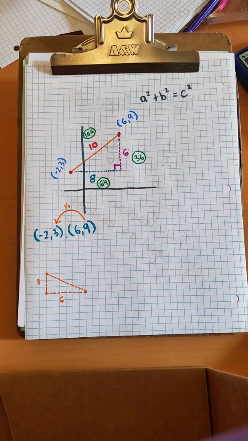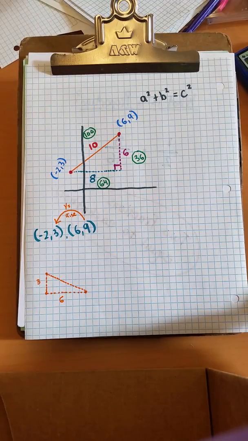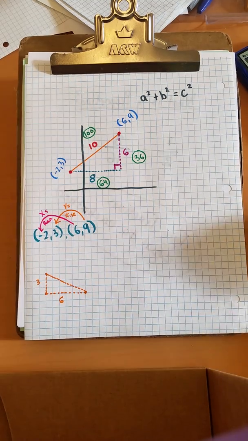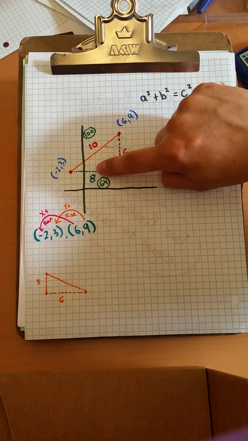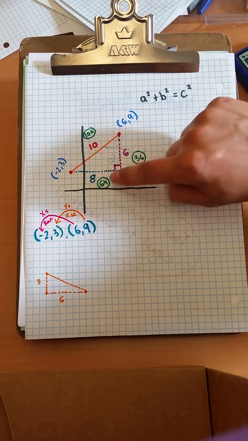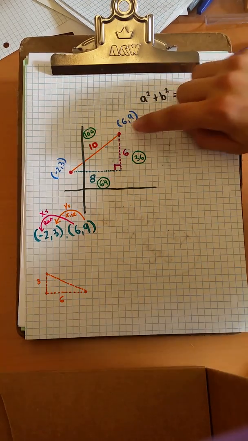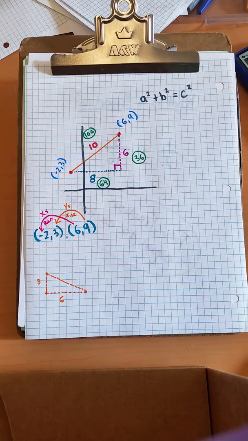If we subtract the y's, we get the rise. If we subtract the x's, we get the run. Once we get the rise and the run, we need to square them both and add them together. Then we take the square root of that number to get our final answer.